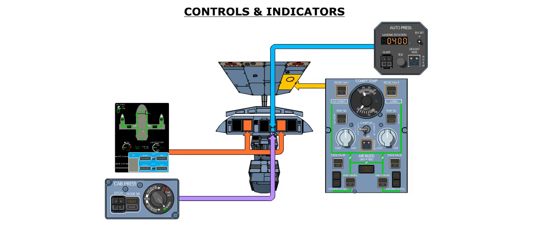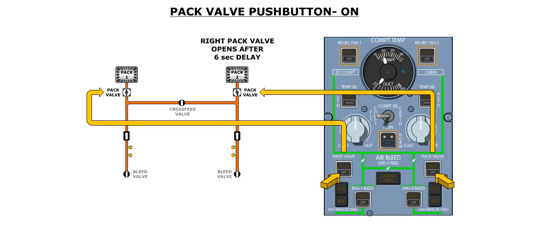We will now review the controls and indicators associated with the air conditioning and pressurization systems. The pack valve push button controls the operation of the associated pack valve. In the pressed-in position, the associated pack valve will open, provided electrical power and pneumatic pressure is available. The right pack valve will open after a 6-second delay for passenger comfort.